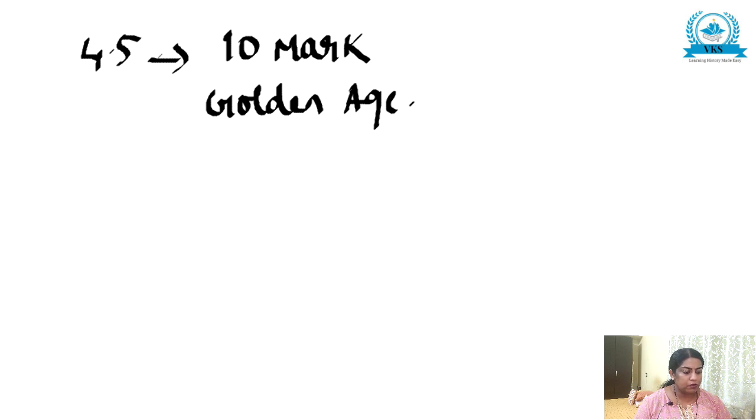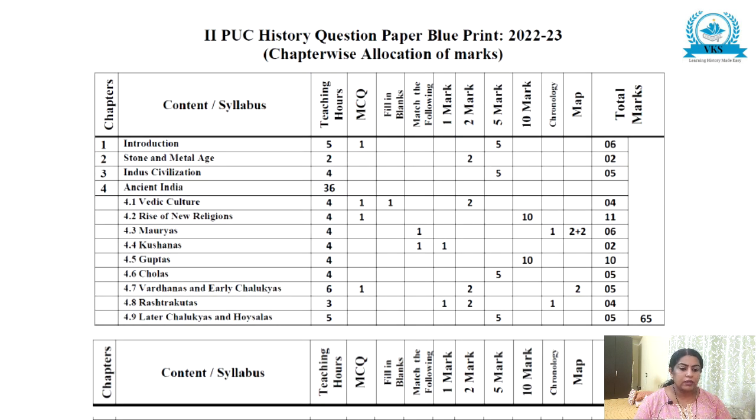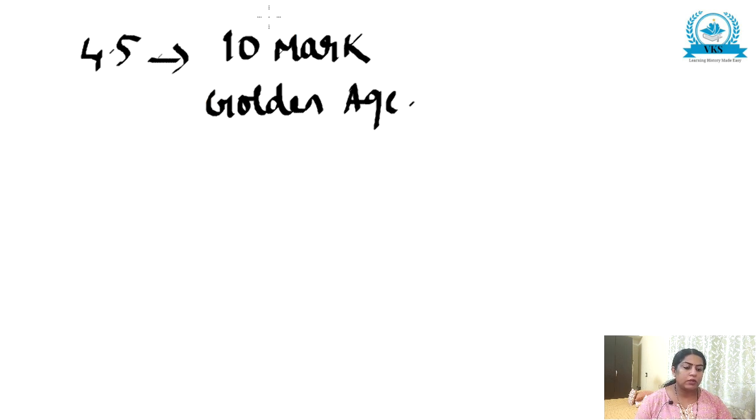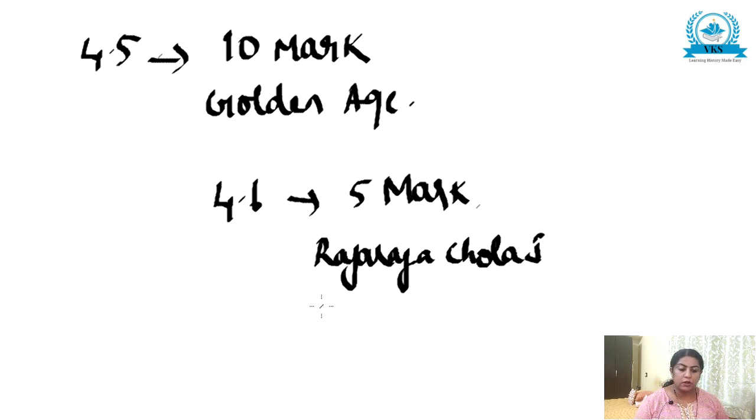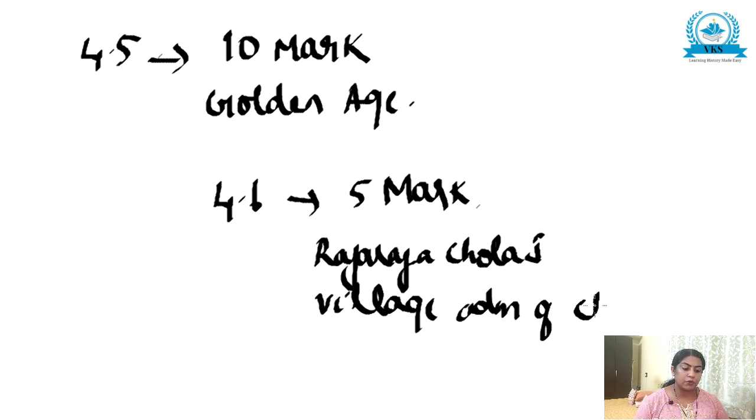Next, we will move on to chapter 4.6, Cholas. According to your blueprint, one 5-mark question is going to come from chapter 4.6. The questions which can come are achievements of Rajaraja Chola 1, or achievements of Rajendra Chola, or even more important, village administration of Cholas.